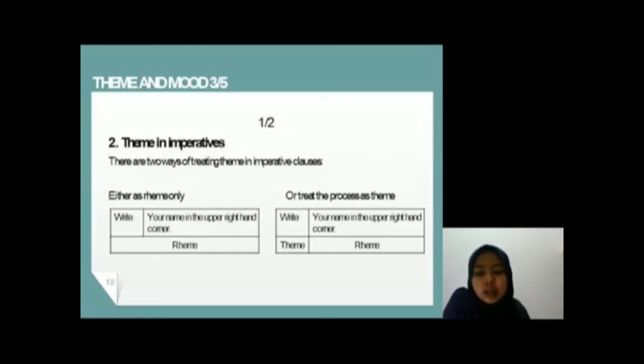The next, theme in imperatives. There are two ways of treating theme in imperative clauses. The first, either as rheme only. For example, write your name in the upper right-hand corner. This clause as rheme. Or treat the process as theme. The clause, write your name in the upper right-hand corner: write as theme, your name in the upper right-hand corner as rheme.